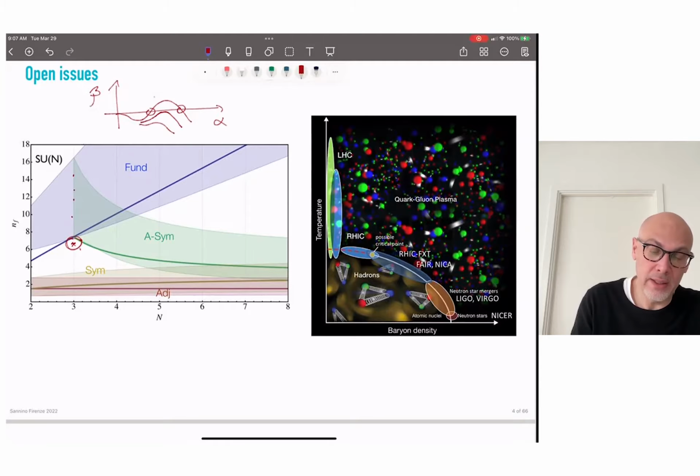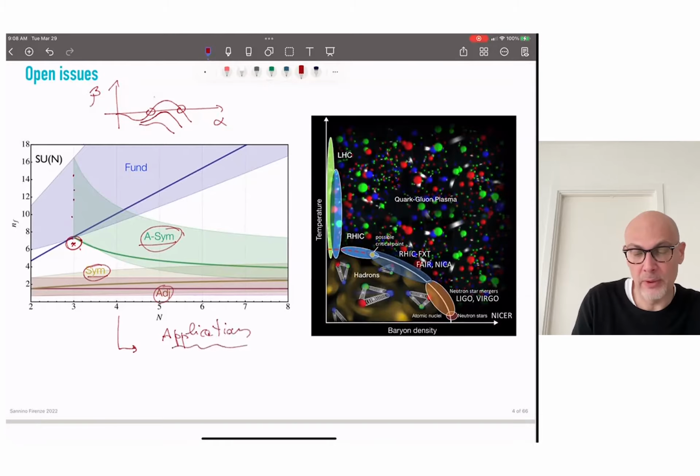The other windows here refer to different representations of the quarks. This is a 2-index antisymmetric, this is a 2-index symmetric, and then you have the adjoint representation. And there is really huge interest in this kind of physics, also because there are a lot of potential applications. And I will get back to the applications shortly.